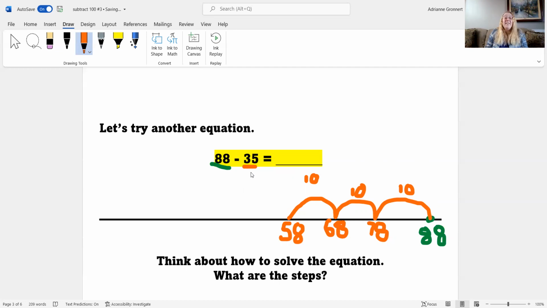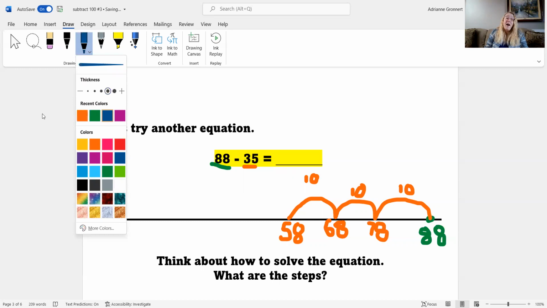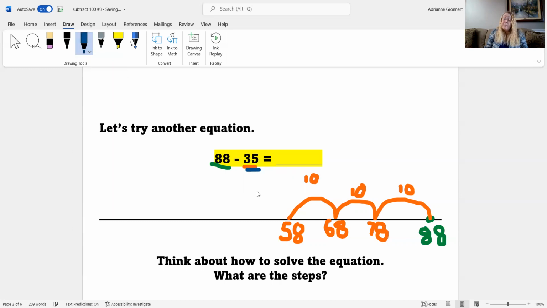Right. I look at the subtrahend again and I say, the number 35 has 5 ones. So, yes, I need to make 5 small hops backward to represent the ones. Let's do that. 1, 2, 3, 4, 5. Okay. And now I need to count. That's right, to see where I landed. Okay, are you ready to count?